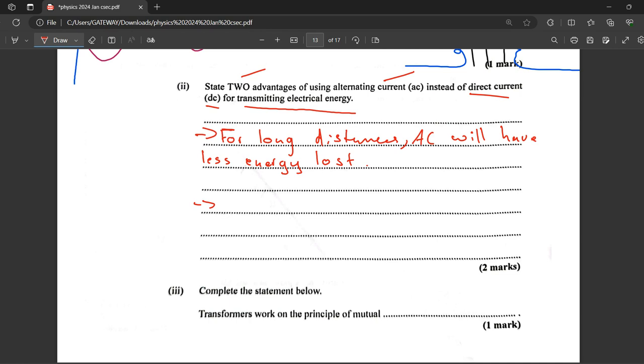Another one, DC systems typically require more complex, expensive equipment for voltage regulation, making AC more practical, right? Because it is less expensive for widespread electrical distribution. So AC is less complex and cheaper, right, to set up basically.